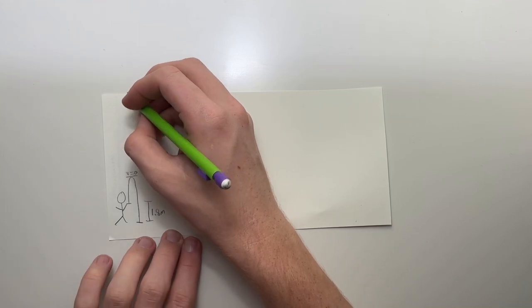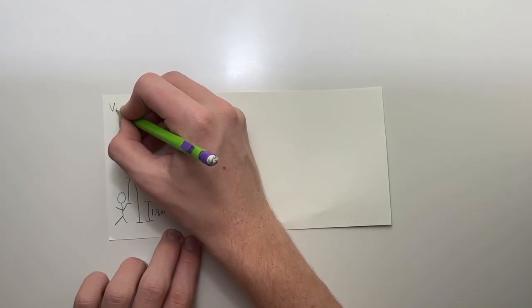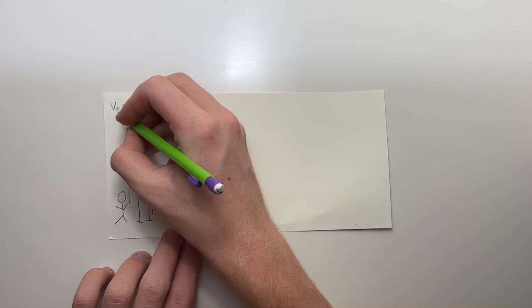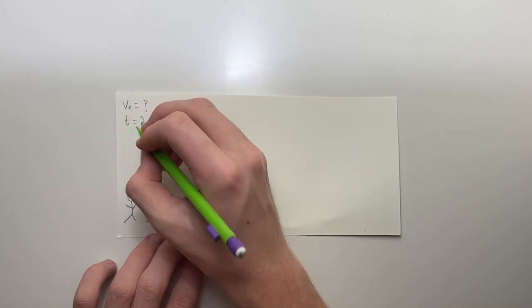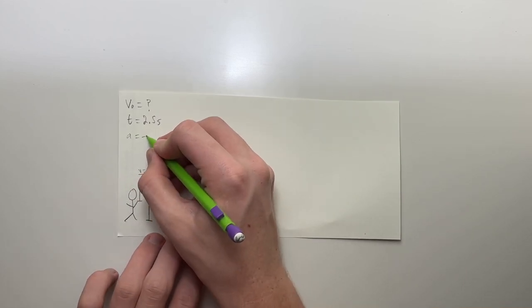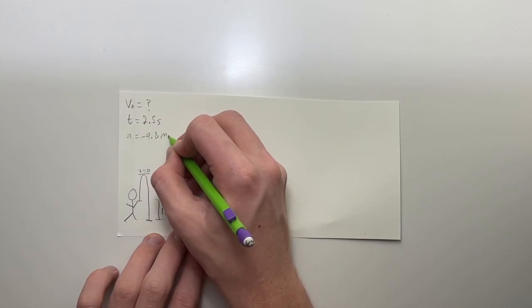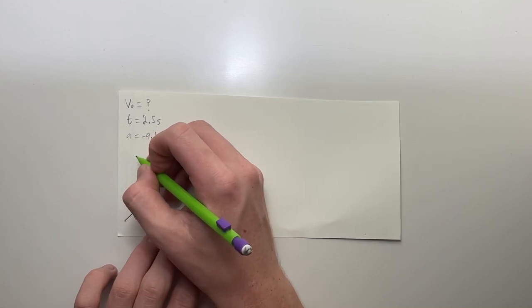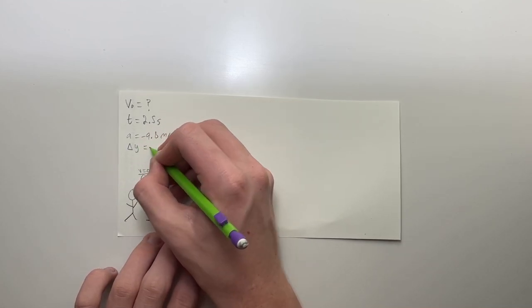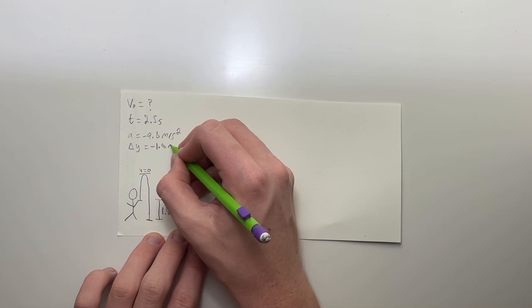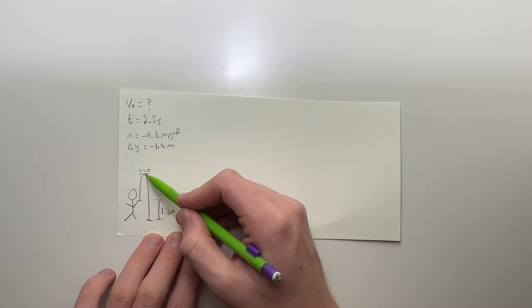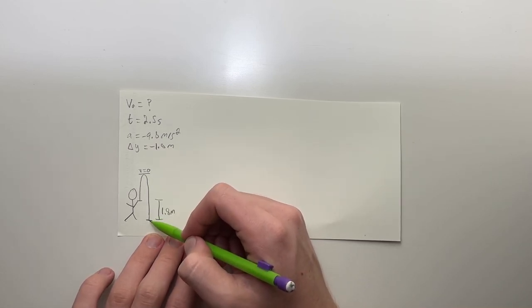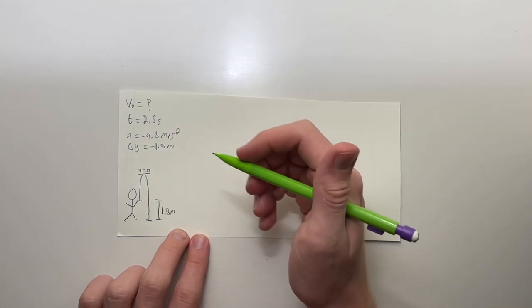So let's write out our constants now. So the initial velocity, we don't know. T, we know, is 2.5 seconds. Acceleration due to gravity is negative 9.8 meters per second squared. And our delta y equals negative 1.8 meters. This is because the change from where it starts to where it ends is just here. Even though it goes all the way up, it's still ending here. So its displacement is negative 1.8.